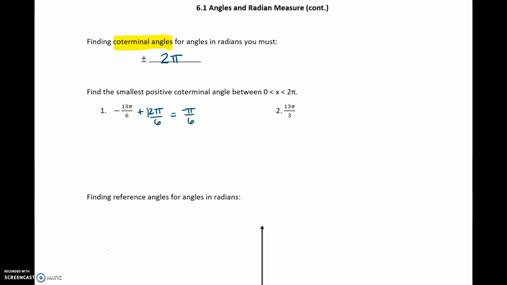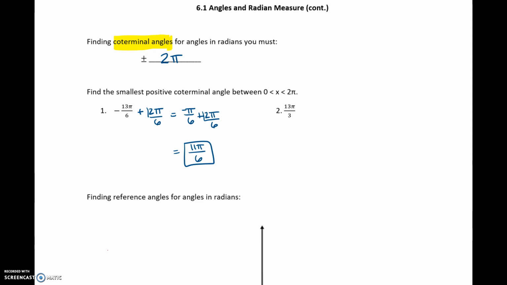So it's still negative, so I'm going to continue to add 2 pi until it becomes a positive value. So I'm going to say plus 2 pi again. Again, I have to get a common denominator, so that 2 is going to become a 12. So negative pi over 6 plus 12 pi over 6 is going to give me 11 pi over 6. So 11 pi over 6 is the smallest positive coterminal angle between 0 and 2 pi. Now let's look at number 2.